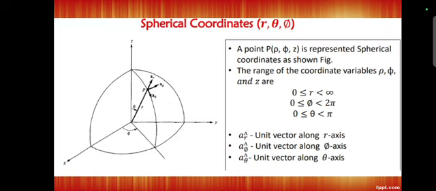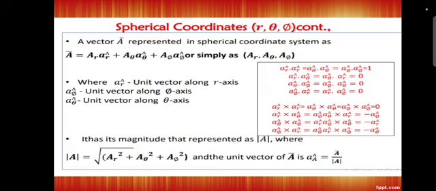And this is the spherical coordinate system. It is represented as r, theta, phi, and a point P in a spherical coordinate system is represented in such a way as shown in this diagram, where r lies between 0 to infinity, phi lies between 0 to 2 pi, and theta lies between 0 to pi. AR, A theta and A phi are the unit vectors along the r, theta and phi axes. And here, taking the dot products, AR dot AR is equal to A theta dot A theta is equal to A phi dot A phi is equal to 1, and the remaining products should be 0.